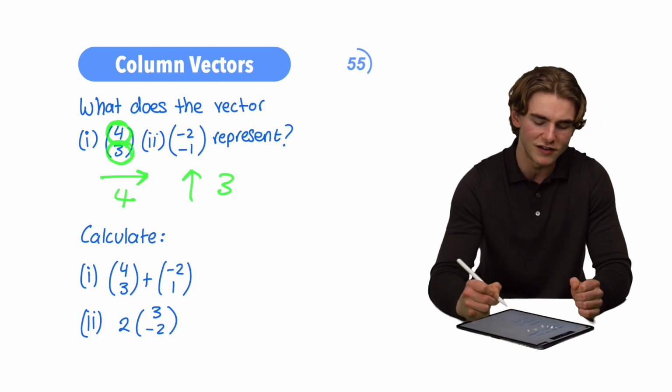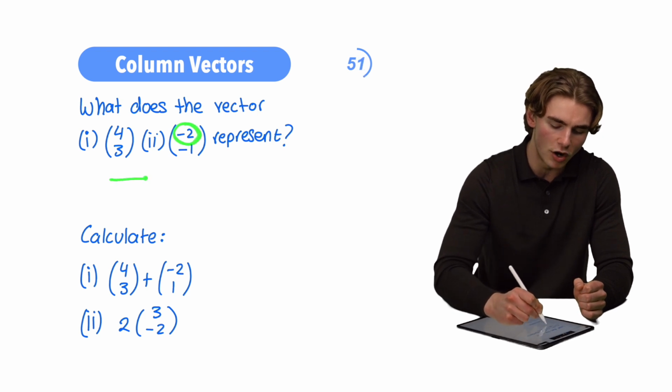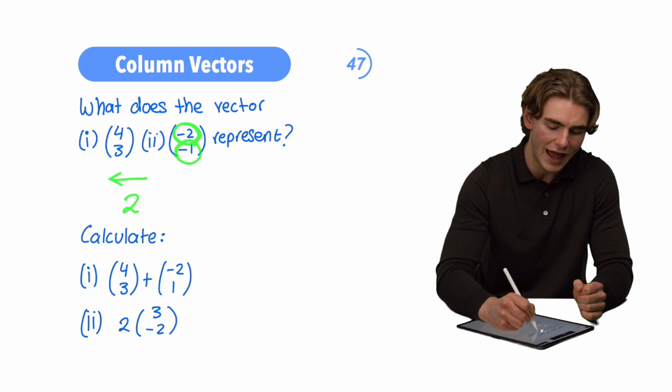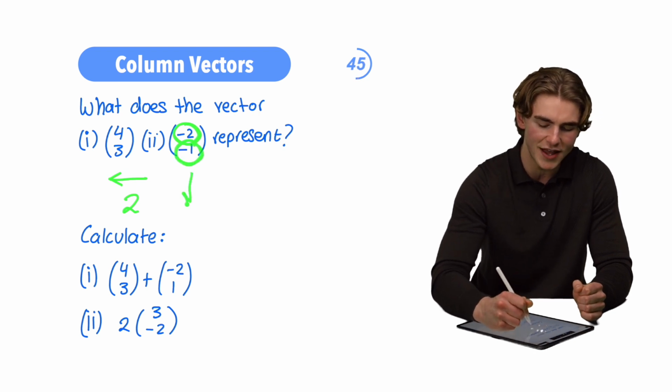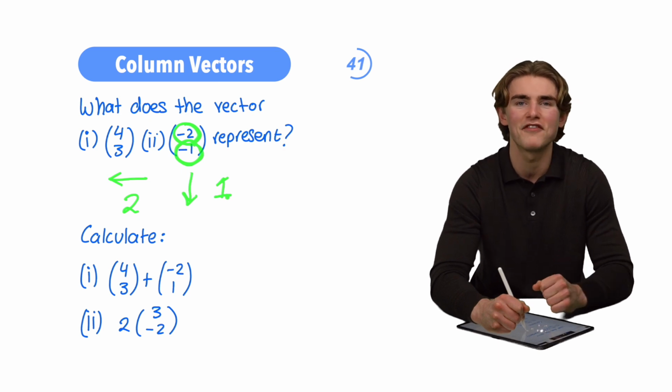What about then (-2, -1)? Well, because we have a negative number on the top this time, it's going to be a movement of 2 units to the left, and because we have a negative number on the bottom as well, our -1, that's going to represent a movement of 1 unit down. Okay, so that's what our vectors actually mean.